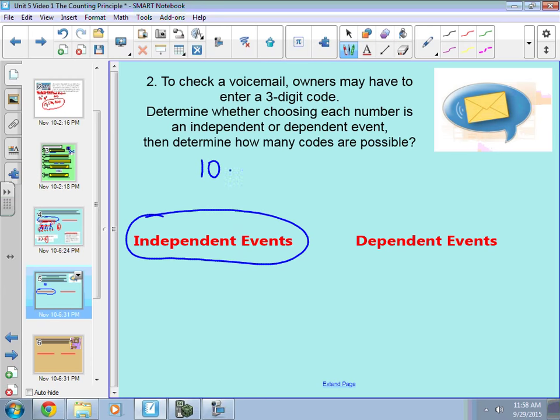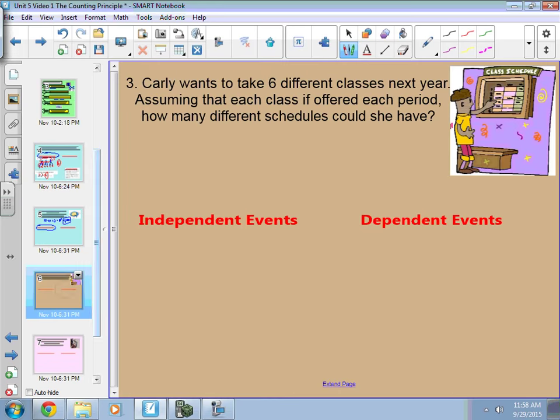So we just talked about if it's any number, we've got 10 choices. For the first one, there'd be 10 choices, for the second one, 10 choices, and for the third one, 10 choices. So the answer here is going to be 10 times 10 times 10, or 10 to the third power, which equals 1,000 possible codes here. So there'd be 1,000 possible. Okay, let's try another one.